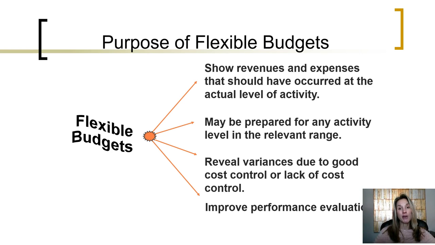That way, comparing actual results and a budget, both based on 12,000 units of sales, we'd be comparing the same things. We can prepare a flexible budget for any activity level, any sales level. This will reveal variances that are due to good cost control or variances due to a lack of cost control, and it helps us improve performance evaluation.